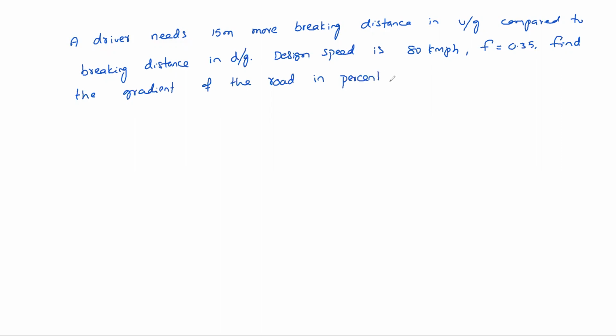In percent. Okay, suppose braking distance in upgradient equals V square by 2g(f plus n). Braking distance in down gradient equals V square by 2g(f minus n). According to his statement, obviously upgradient braking distance is more than down gradient braking distance.